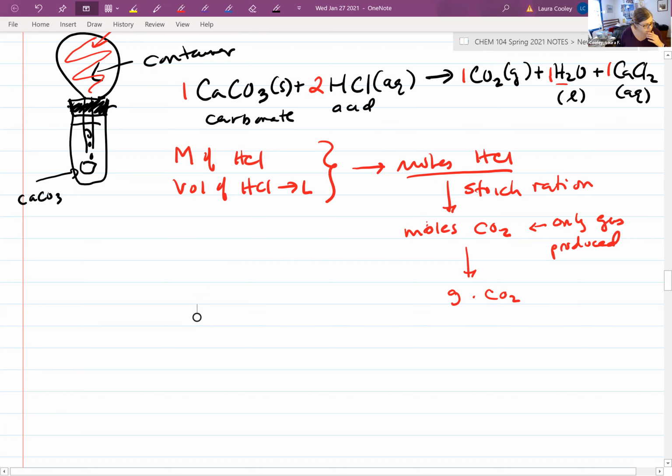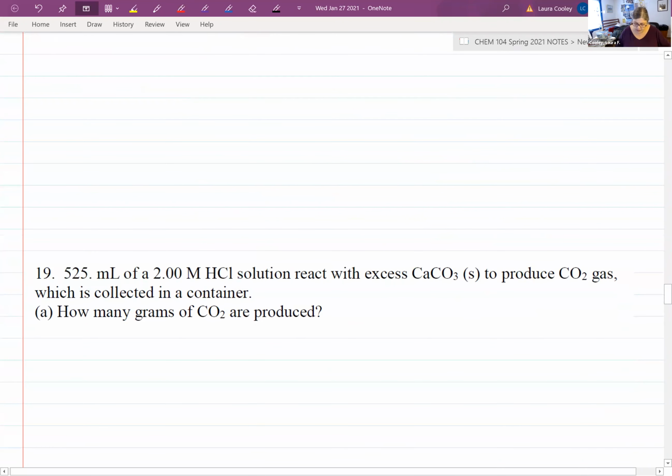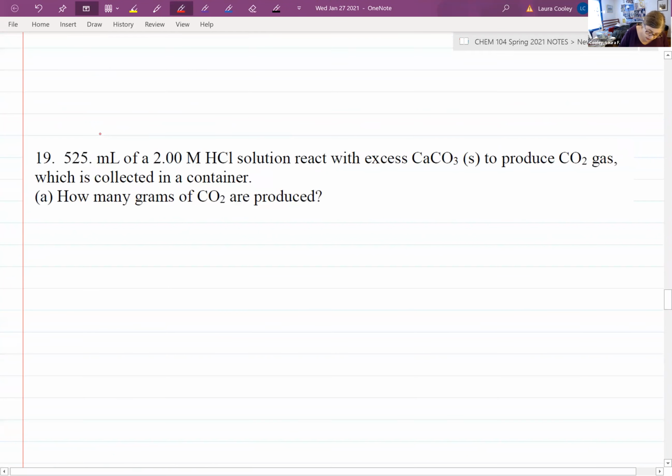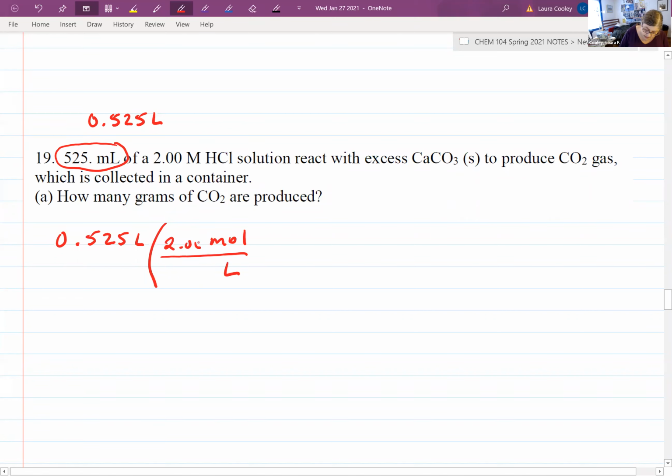All right. So I have the problem rewritten here. And so we'll start with converting this milliliters to liters. So we have 0.525 liters. Molarity, as you remember, I hope you remember, is moles per liter. And that's how we'll get our liters to cancel, and we will end up with the number of moles. Okay, so we have 1.05 moles of HCl.